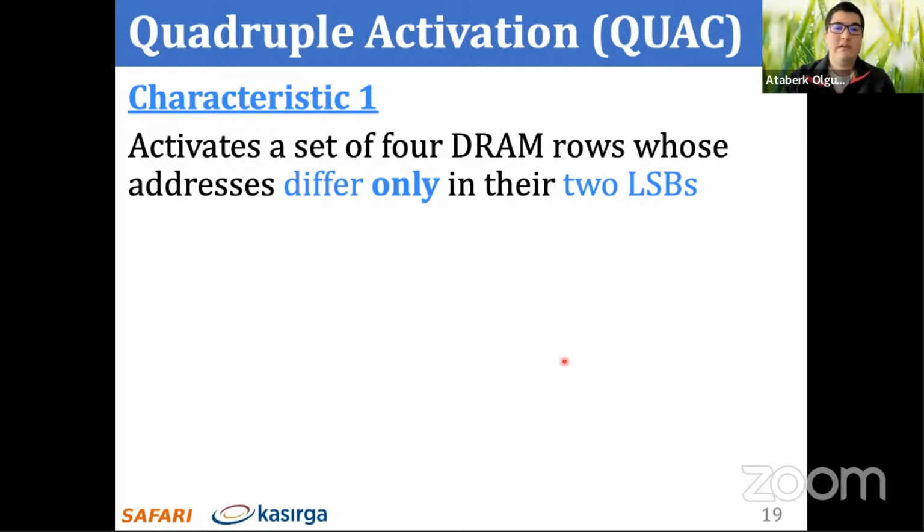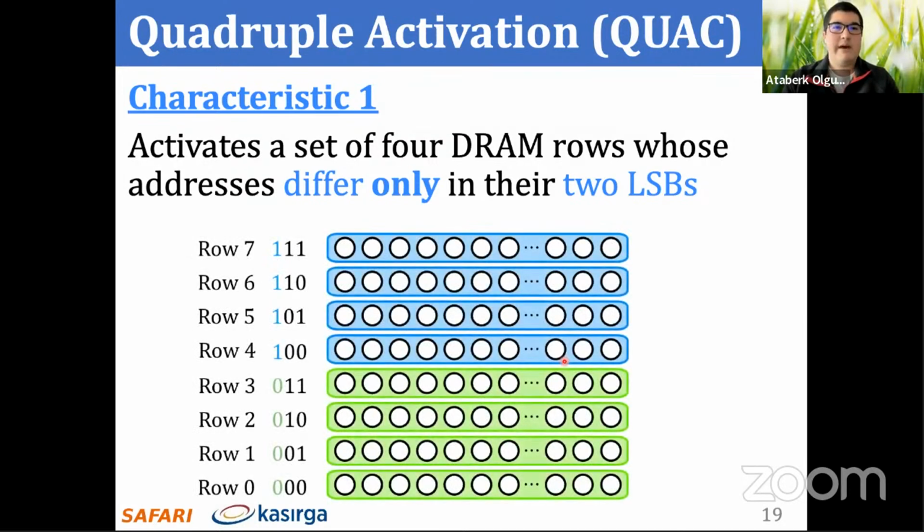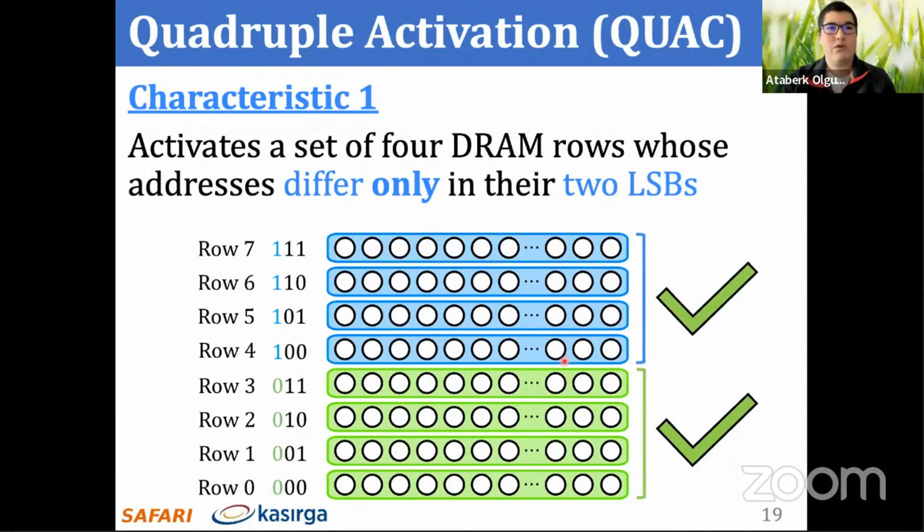We identify 2 characteristics of QUAC operations. First, QUAC can only activate the set of 4 rows whose addresses differ only in their 2 least significant bits. And there's an example here that will hopefully clarify this. The diagram here shows the organization of a set of rows in a subarray at a high level. And QUAC can only activate the set of rows with the same color in this diagram. These rows can be rows 0 through 3 or rows 4 through 7. But QUAC cannot activate any set of rows that are different in color.